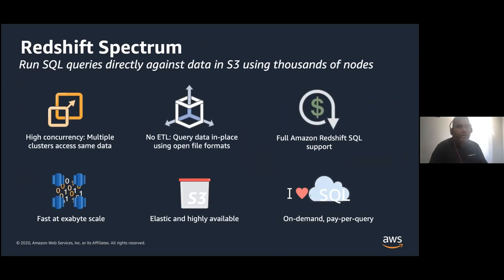With Redshift Spectrum, you can run SQL queries directly against data on S3 using thousands of nodes. So if you have data coming into S3, you can run those SQL queries with high concurrency, multiple clusters access the same data, and there's no need for ETL. You query the data in place using open file formats. Full Amazon Redshift SQL support, and some of the cost optimization as well. As I said, it's 1/10 of the cost versus traditional data warehousing. Fast, and it can scale up to exabyte scale, elastic and highly available, and on-demand and pay-per-query. Those are the Redshift features.